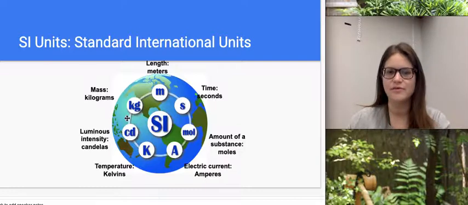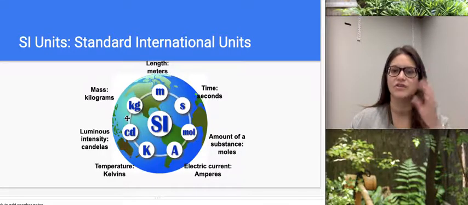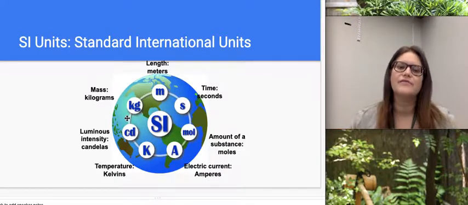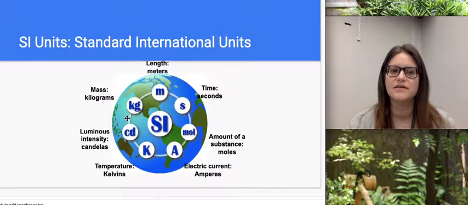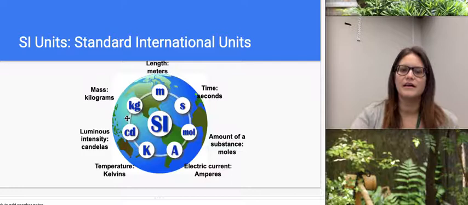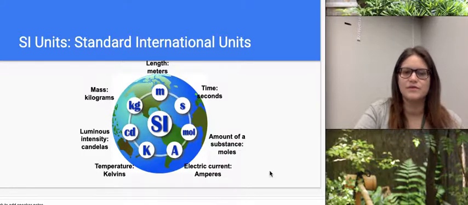Luminous intensity, which just means the brightness of a light, is measured in candelas. So if you are buying light bulbs, you can look on the light bulb packaging and it will talk about the luminous intensity of that product in candelas. And then the mass of something is measured in kilograms. You can see these are all the different abbreviations for those units as well.